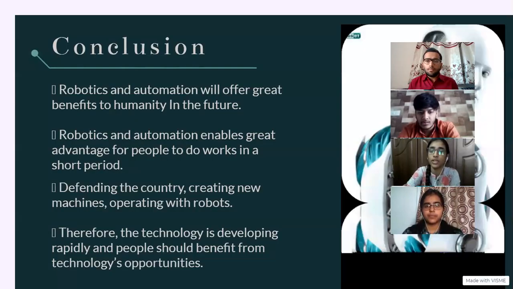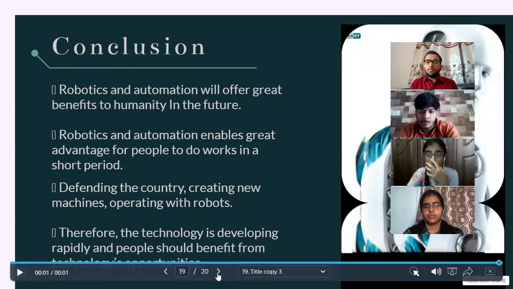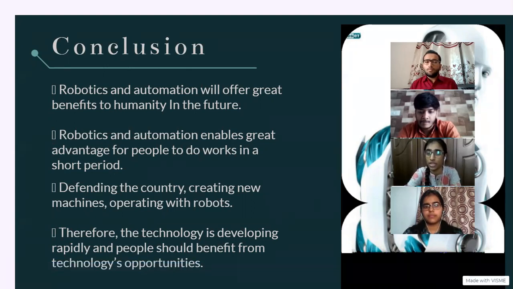Yeah, coming to the end, we can say that robotics and automation will offer great benefits to humans in nature. With rapid growth in technology, humanoid robots can give a lot of help to humans to serve nature with great hope and great potential. They can help in defending the country by creating new machines operating with robots. Therefore, the technology is developing rapidly and people should benefit from technology opportunities.